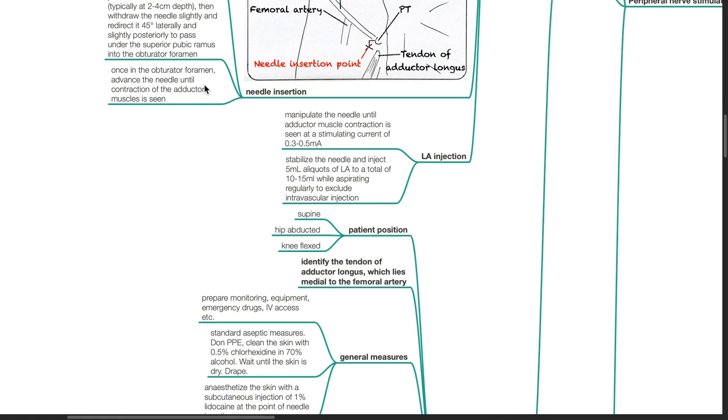LA injection. Manipulate the needle until adductor muscle contraction is seen at a stimulating current of 0.3 to 0.5 milliamps. Stabilize the needle and inject 5 ml aliquots of LA to a total of 10 to 15 ml while aspirating regularly to exclude intravascular injection.